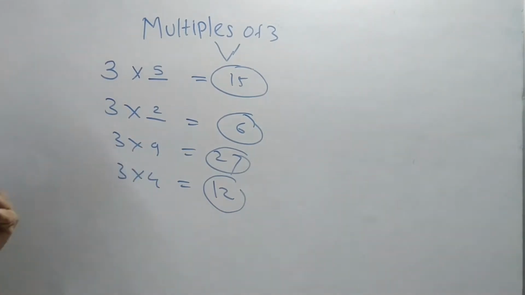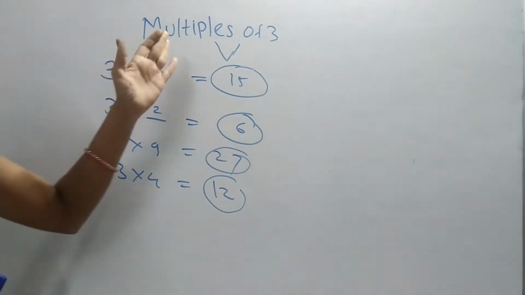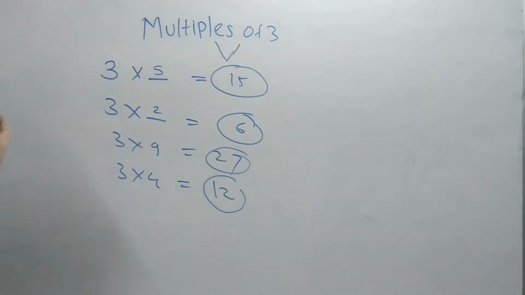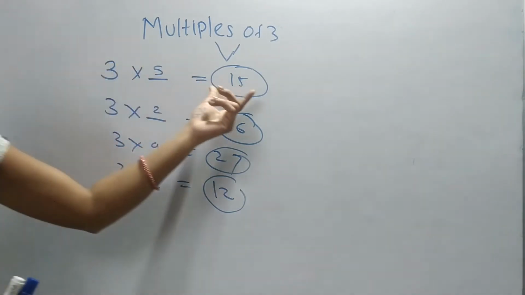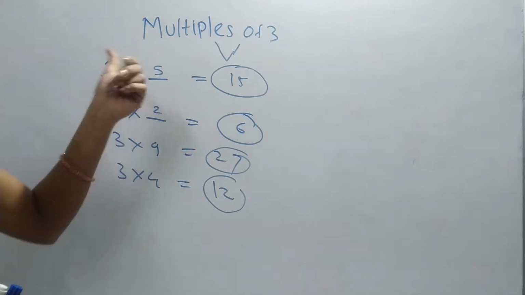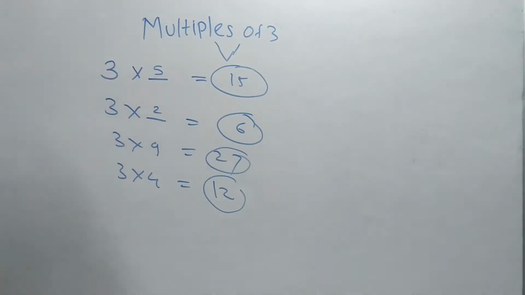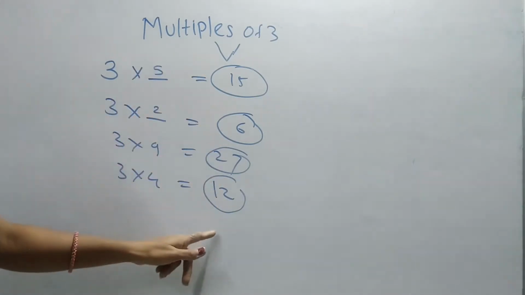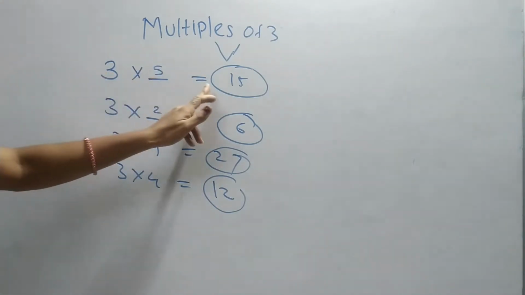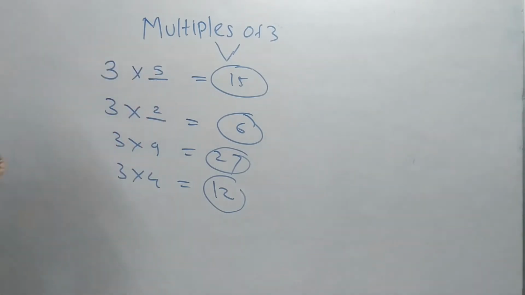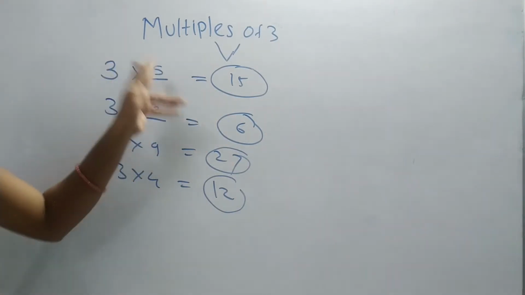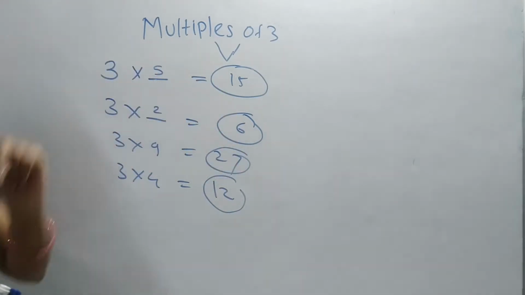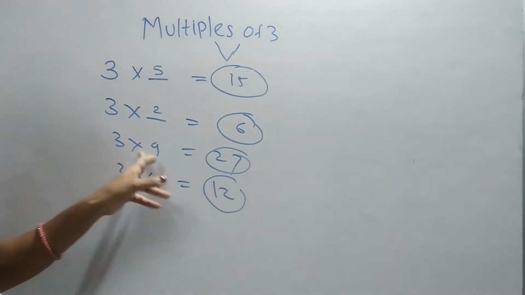A common factor of two numbers is a number which is divisible by each of the numbers. Similarly, we can find a number that is divisible by each of the numbers. Like 15 is divisible by 3 and 5 both. So 15 is a multiple of 3 and 5 both. 6 is a multiple of 3 and 2 both. 27 is a multiple of 3 and 9.